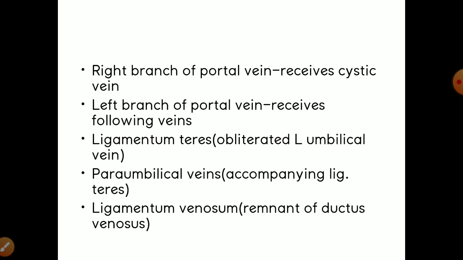The right branch of portal vein receives the cystic vein. The left branch receives ligamentum teres, that is the obliterated left umbilical vein, some small veins accompanying the ligamentum teres called paraumbilical veins, and the ligamentum venosum, that is a remnant of ductus venosus extending from the left branch of portal vein to the IVC.